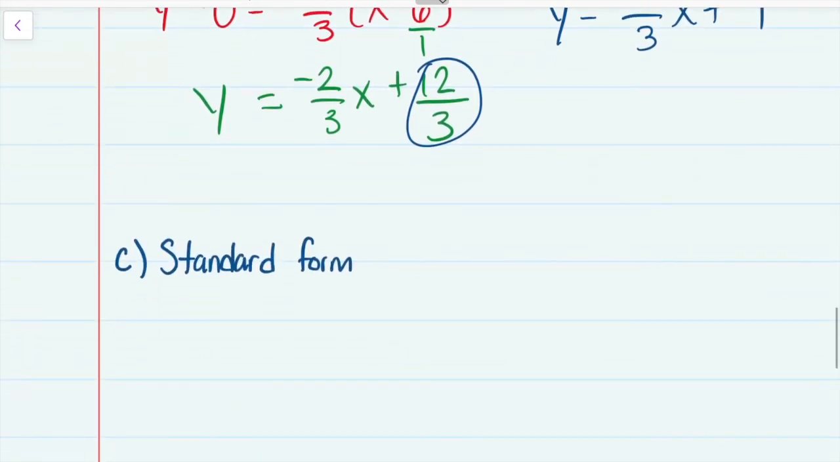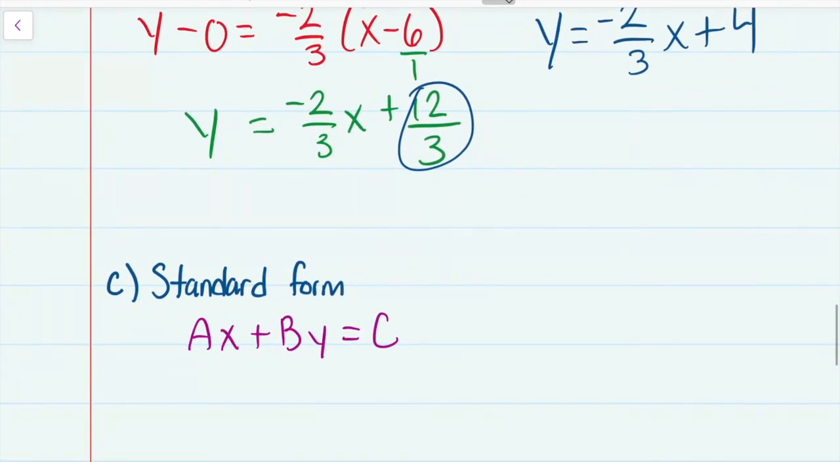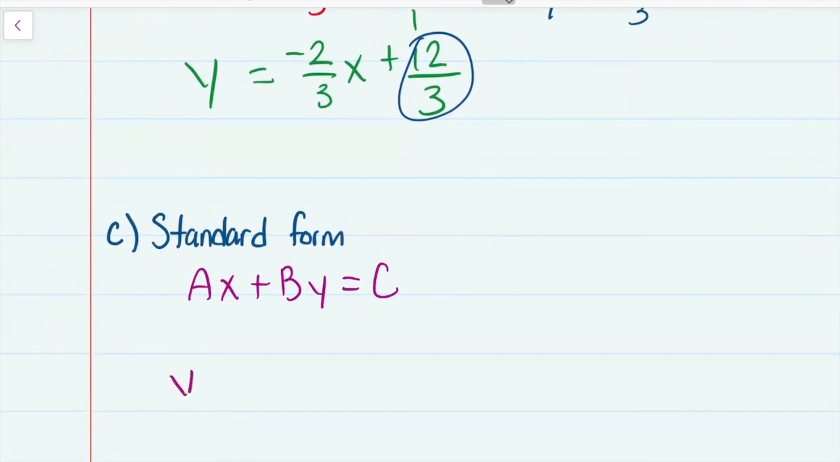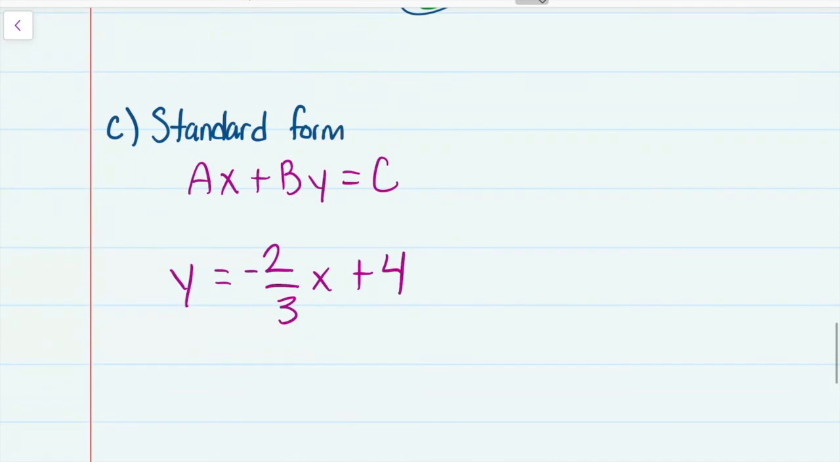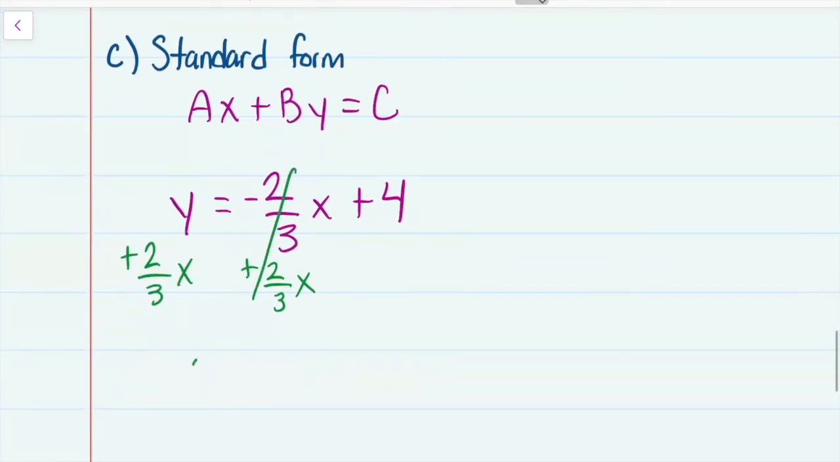And for the last one, standard form. Once again, standard form goes like this. It's capital AX plus BY equals C. Well, this is when the X and the Y's are next to each other. So let's rewrite the one we have. Y equals negative 2/3 x plus 4. We want the x's and y's on the same side. So let's add a 2/3 x, add a 2/3 x. So we have 2/3 x plus y equals 4.